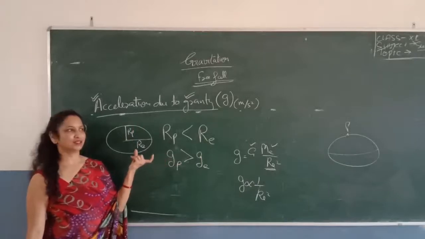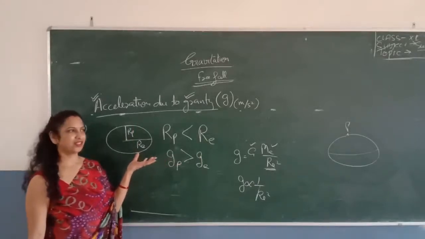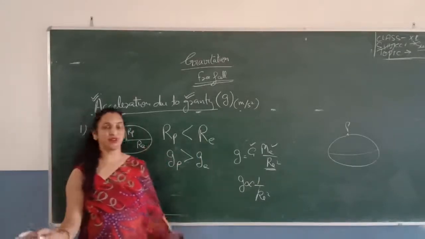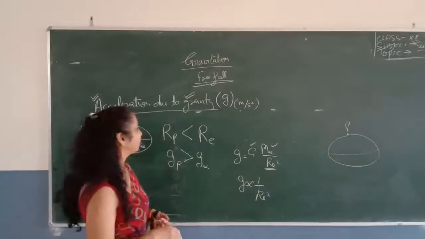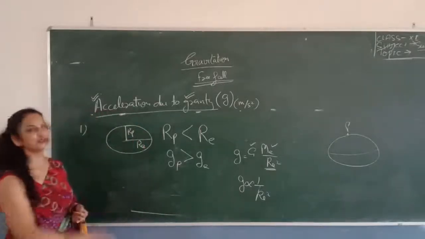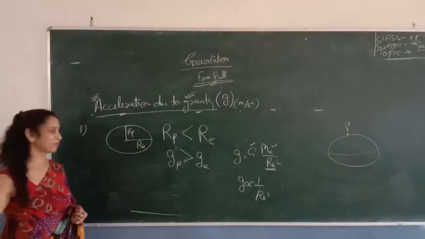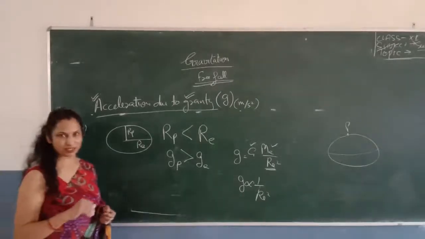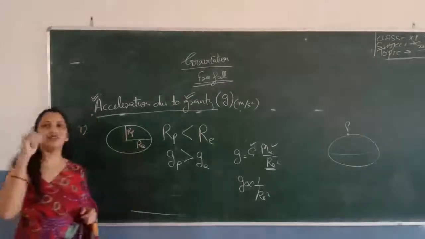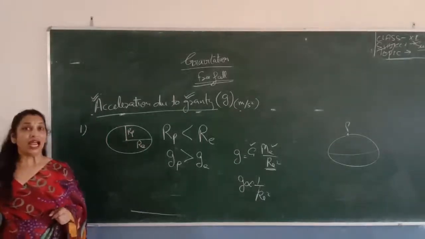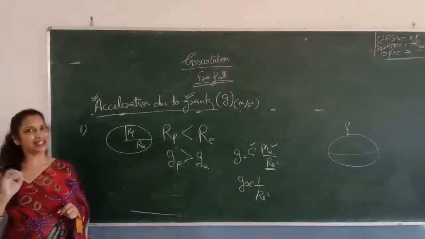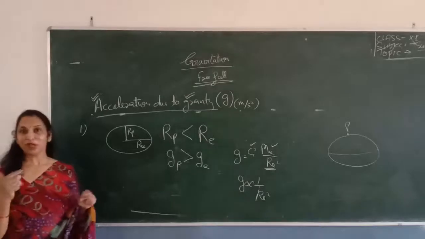If we drop something, let's drop two objects, one on the equator and one on the pole, and just think and then answer me. I am not going to answer this question.